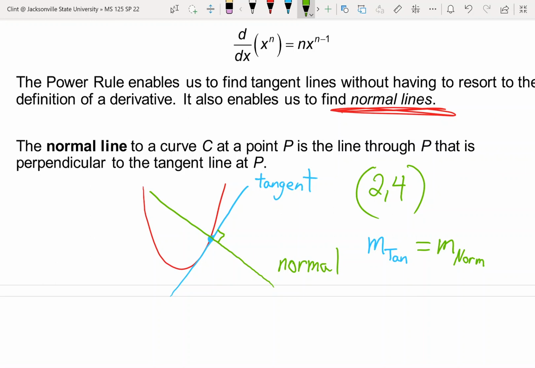Remember, what's the relationship between the slope of perpendicular lines? So parallel lines, what do we know about their slopes? They have the same slope. Perpendicular lines have opposite reciprocal slopes, so they're inverses of each other, and they have opposite signs. So I wrote that without thinking about what I was writing down. We would have negative 1 over the slope of the normal line.